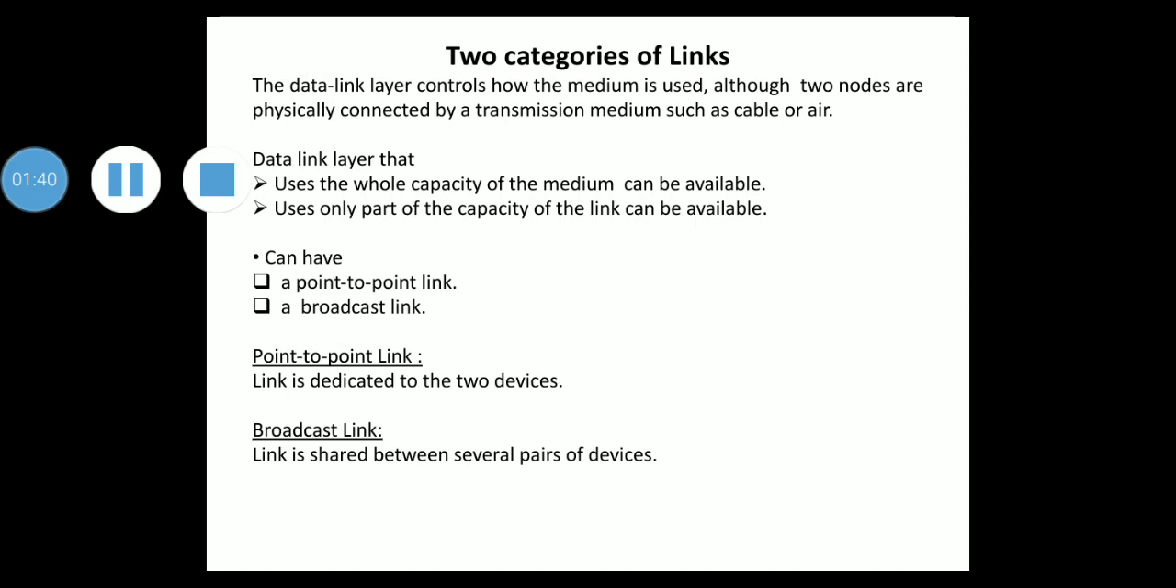This is an example. There are two friends who are speaking on the phone, using traditional home phones to chat. Then they are using a point to point link. Whereas when the same two friends use their cellular phones, they are using a broadcast link. Why? Because the air is shared among many cell phone users.